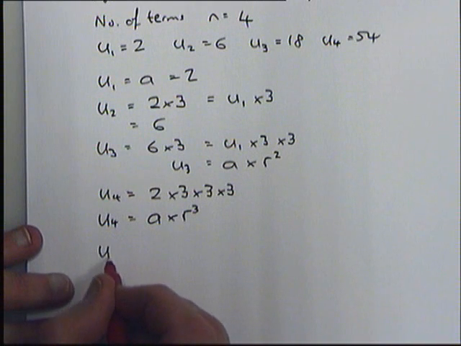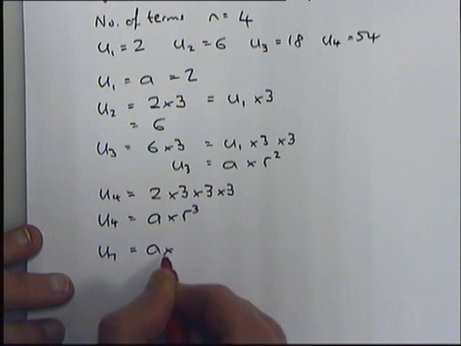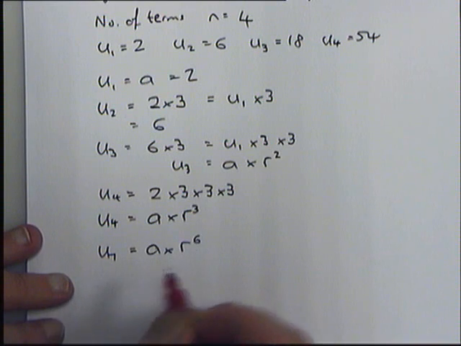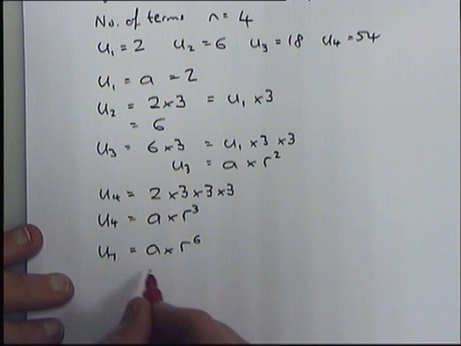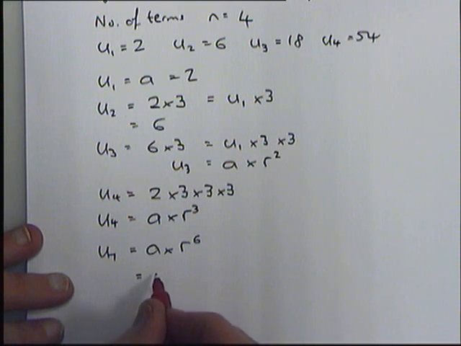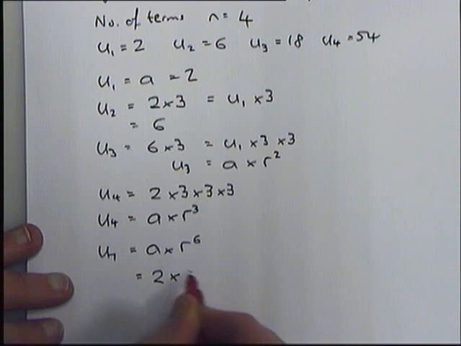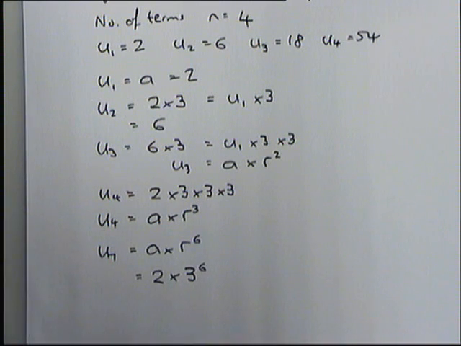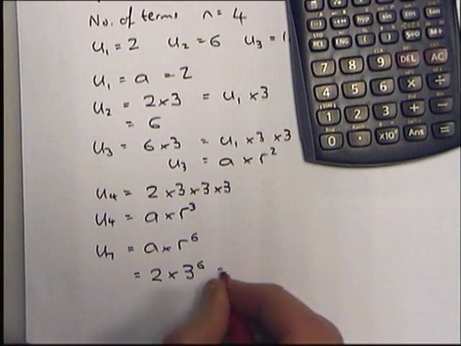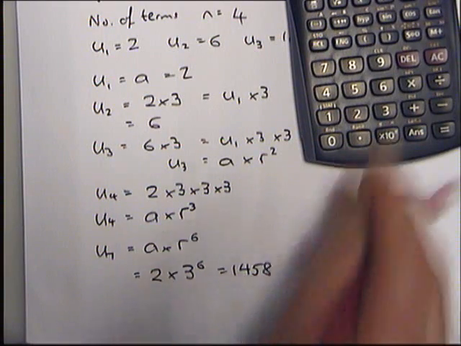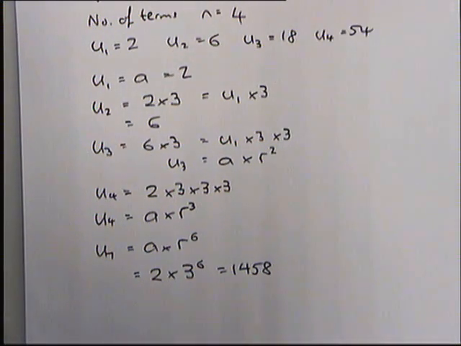If I wanted to know the seventh term, I would have to do A times by R to the power of 6. If you look at the pattern, this number here is always 1 less than this one. So the seventh term in this number pattern would be my first term times by my common ratio to the power of 6. Now I haven't worked out what the fifth and the sixth is, but I can go straight there. So on my calculator I can do 2 times by 3 to the power of 6, and I get an answer of 1,458. So I've worked the seventh term out without all of the ones before it.